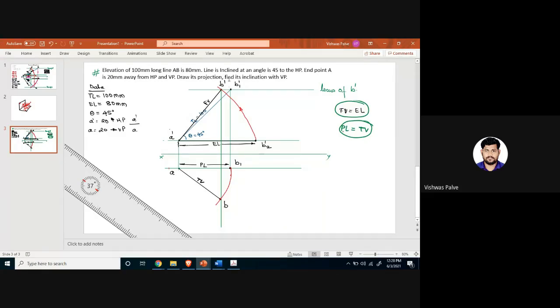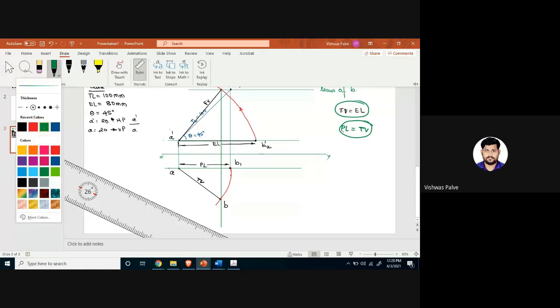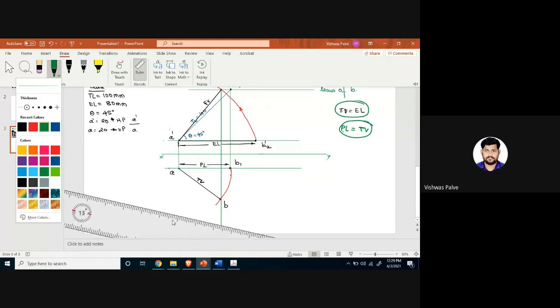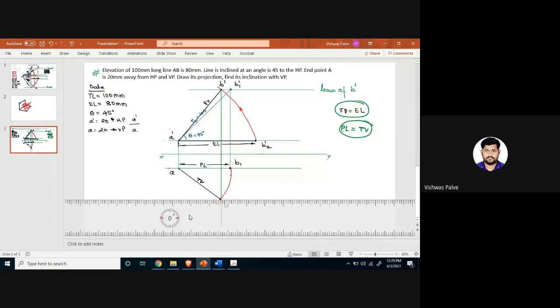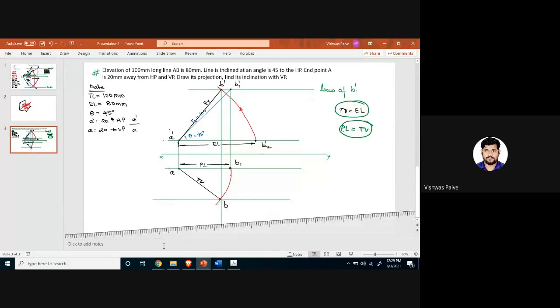What you have to find is its inclination with VP. Front view and top view I have drawn easily. Now I want the inclination with VP. For that, we have to draw the locus of point B. Take a scale, place it at 0 degrees, and draw a horizontal line from here. This line is called the locus of B. Am I audible?